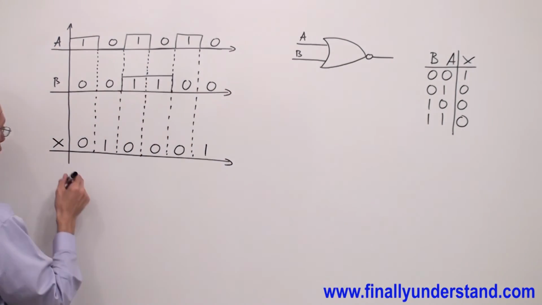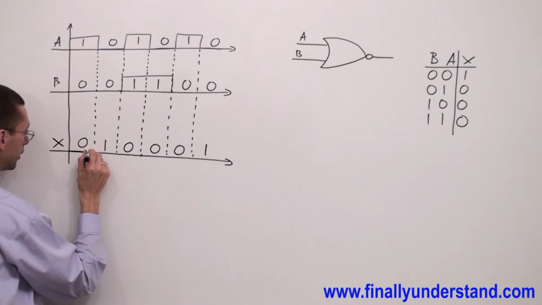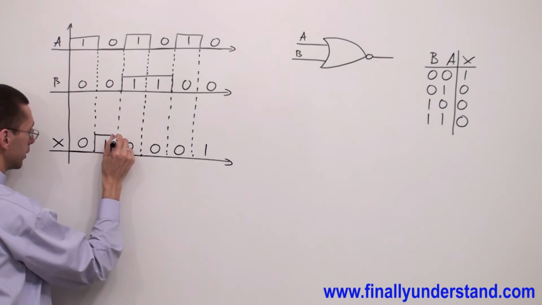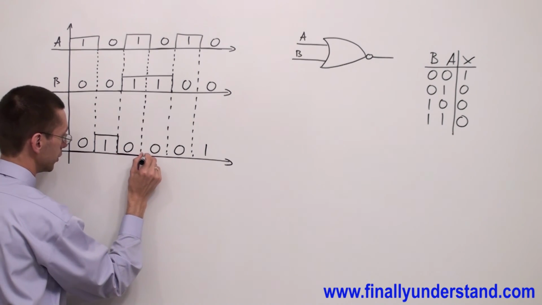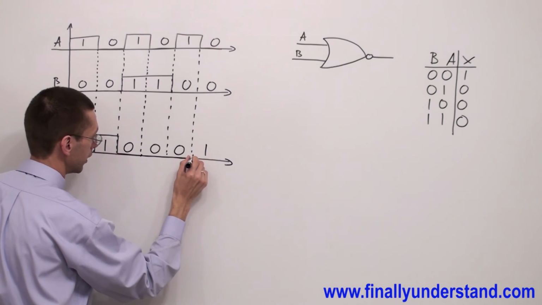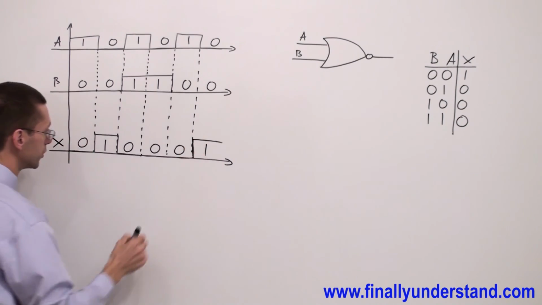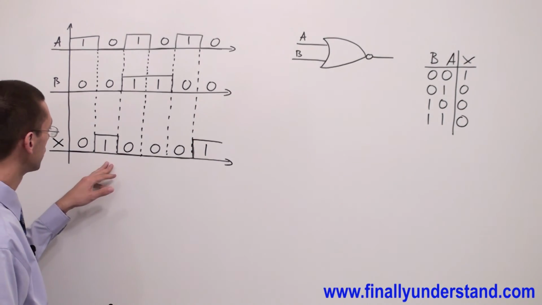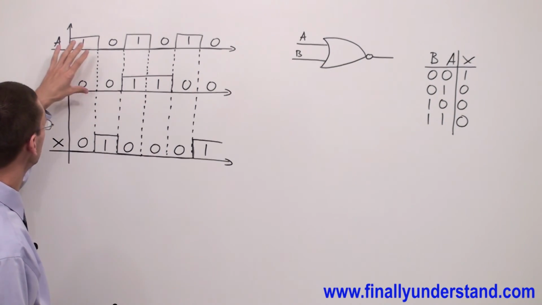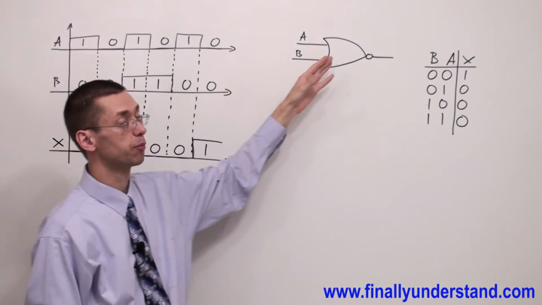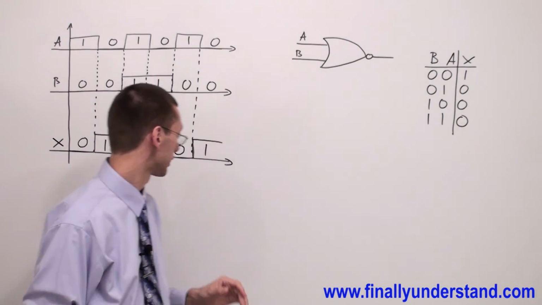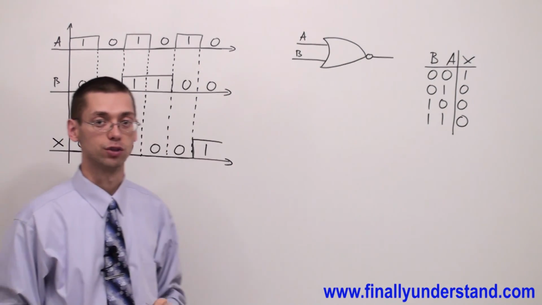Now we can draw the output waveform. Okay, again I have 0, 0, 0, 0, and I have 1. Okay, this is my output waveform for these two input waveforms, of course applied to the NOR gate. And I can say that this is the solution to my problem.